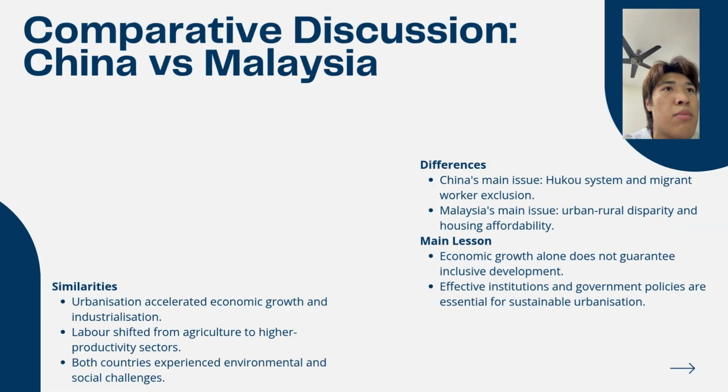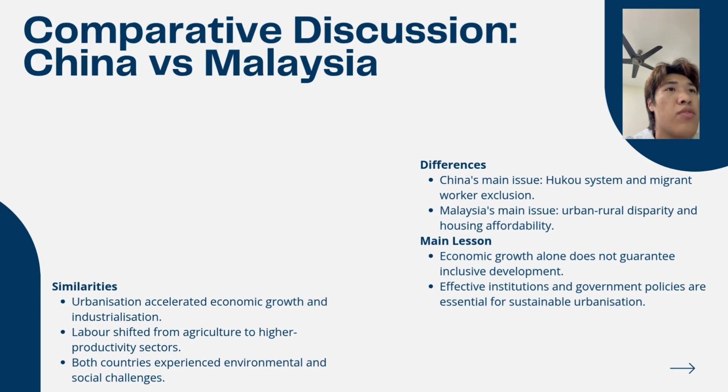Now we can compare the experience of China and Malaysia. Both countries demonstrate that urbanization can promote economic development by shifting labor from agriculture to more productive sectors. As a result, both countries achieved higher productivity, job creation, and income growth.